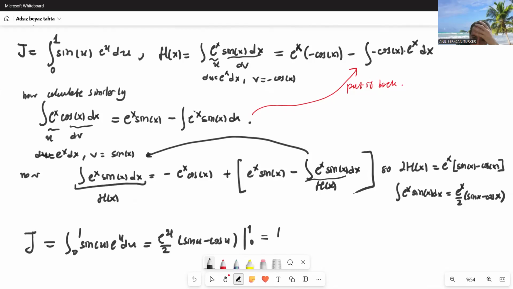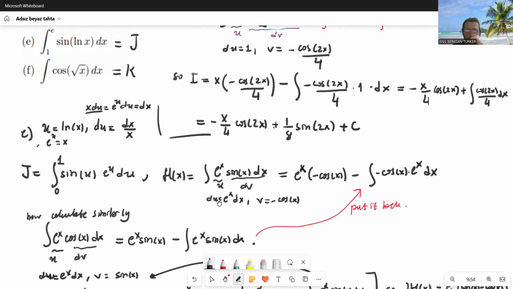So what do you get? 1 over 2, in the bigger parentheses, e to power 1 times sine 1 minus cosine 1, minus e to power 0 times sine 0 minus cosine 0. So this is your result.